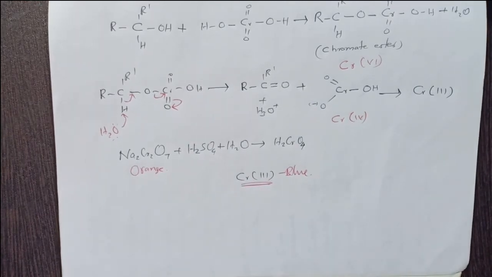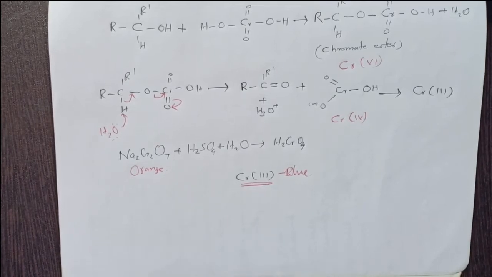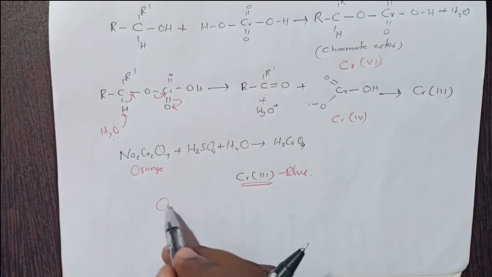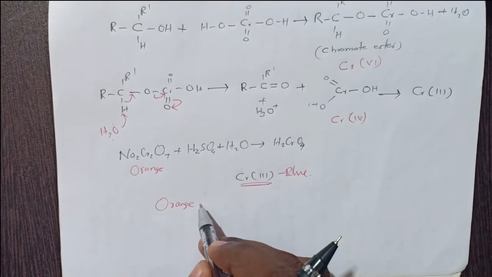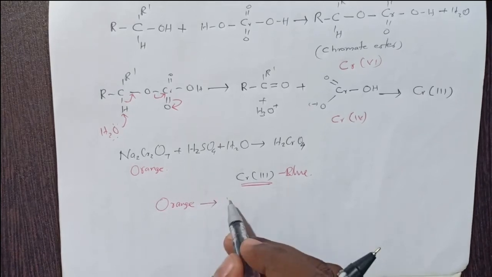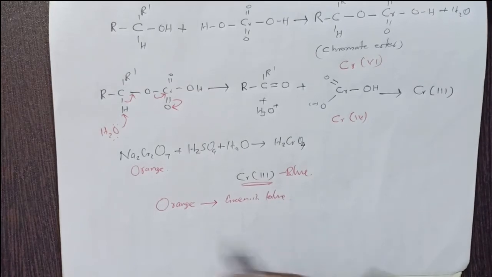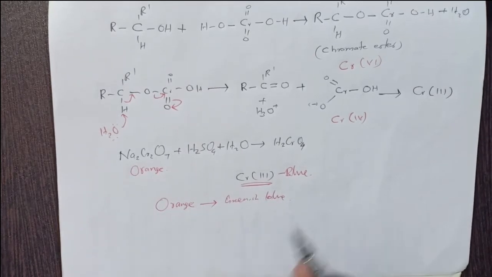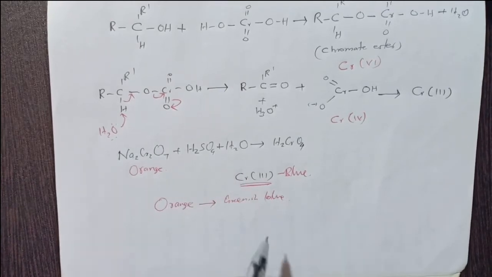So we can follow the progress of the chromic acid oxidation by observing the color change. It starts from orange and goes through various shades of green to a greenish blue. By checking this color change we can understand whether oxidation takes place or not.